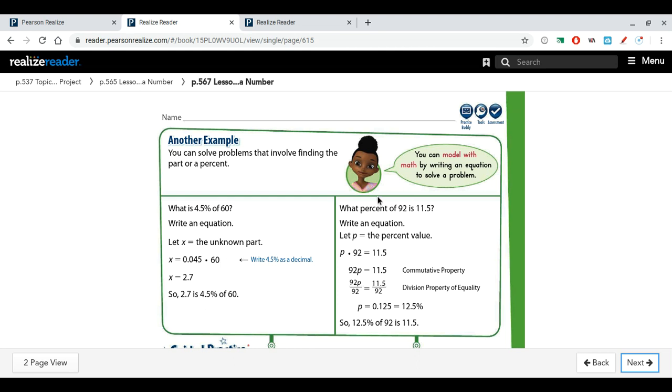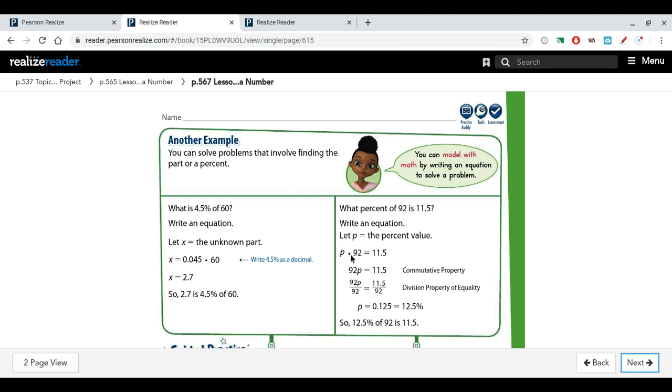The other problem that you're going to have today is where I'm now having to find a percent. So what percent of 92 is 11.5? Okay, so I'm going to write this as an equation. Let P equal the percent value. Here's my original equation: P times 92 equals 11.5. My answer will end up being a decimal answer.